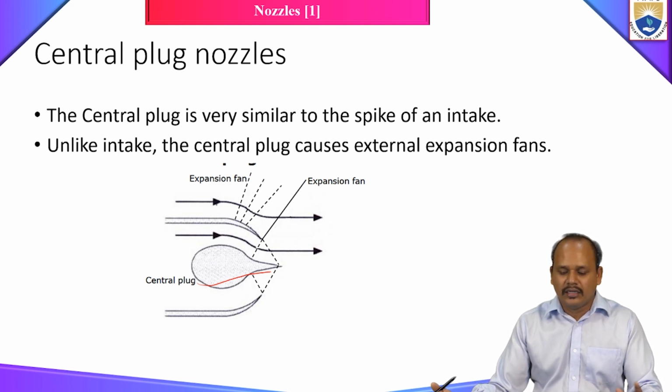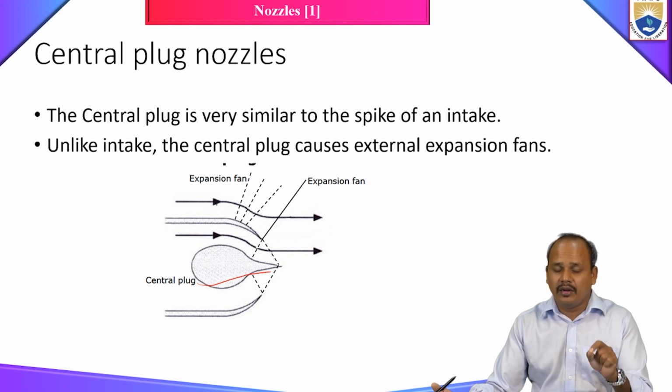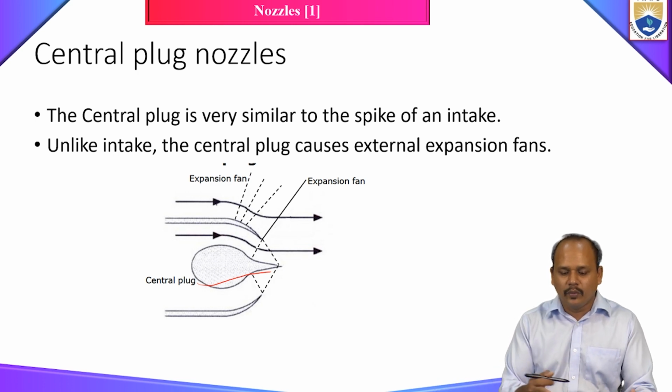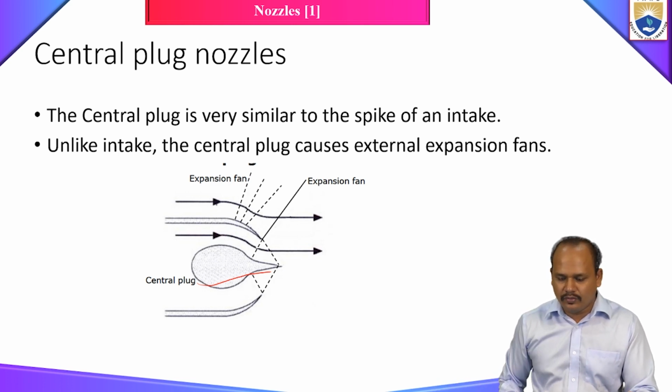If you want to change the mass flow rate, you have to change your throat area. But if you want to get a correctly expanded case, you have to change either the throat area or the exit area. So by this central plug nozzle, we can vary the area ratio. Okay.